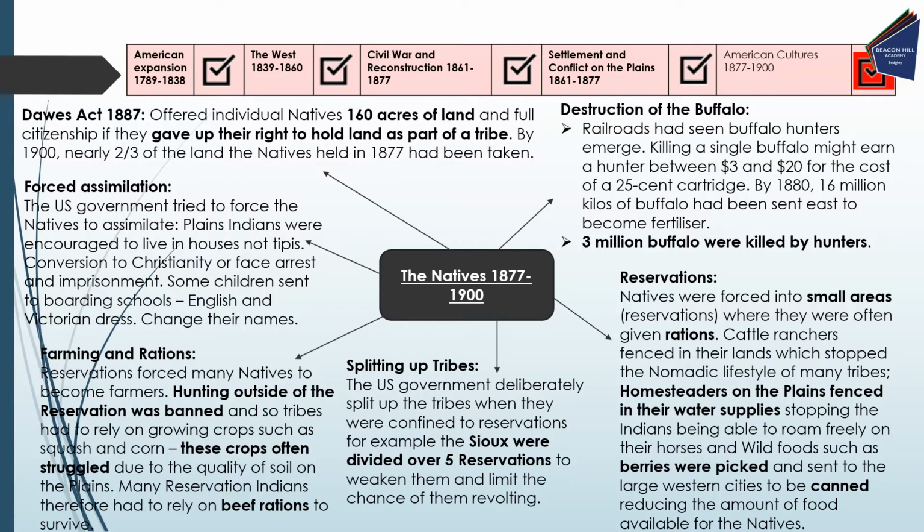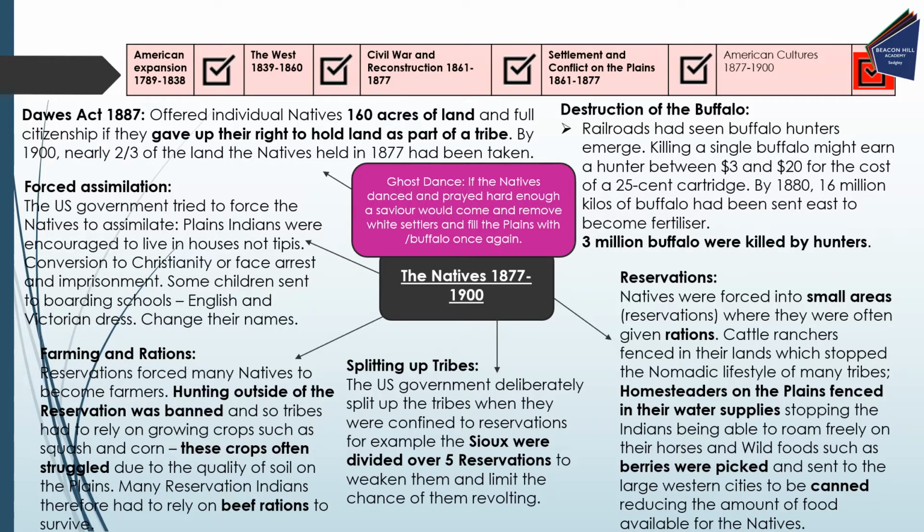period. And the desperation really that we can see from the natives comes in the form of something called the Ghost Dance. So this was where there was a belief by the natives that if they danced and prayed hard enough, a saviour would come and remove the white settlers and fill the plains with buffalo once again, so that they could continue to live nomadically as they had before. So this is the impact that migration to the west had had.